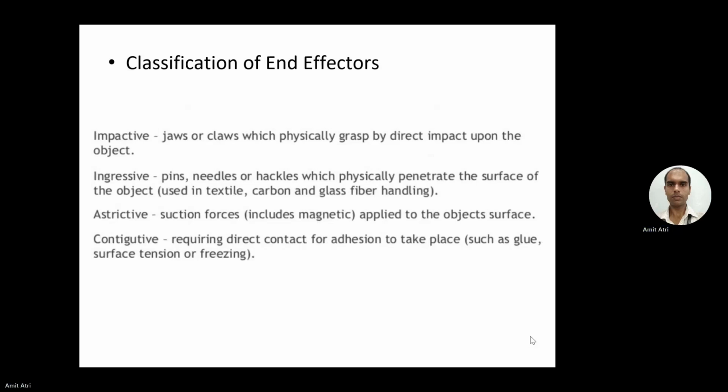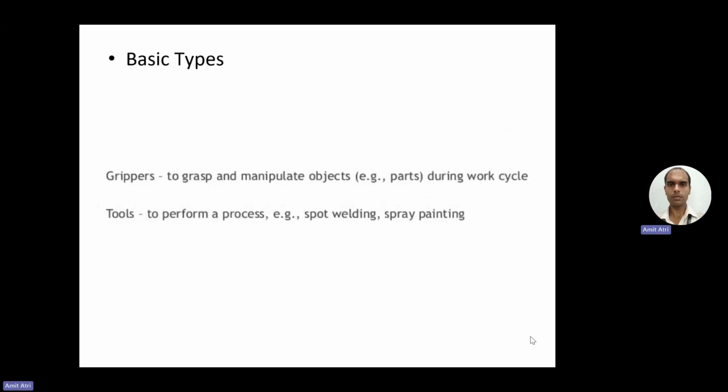The next classification is contigutive, which requires direct contact for adhesion to take place. So these are adhesive type end effectors. We will discuss each one of them in detail in our coming topics. Examples are glue, surface tension, or freezing. These are examples of the adhesive type of end effectors.